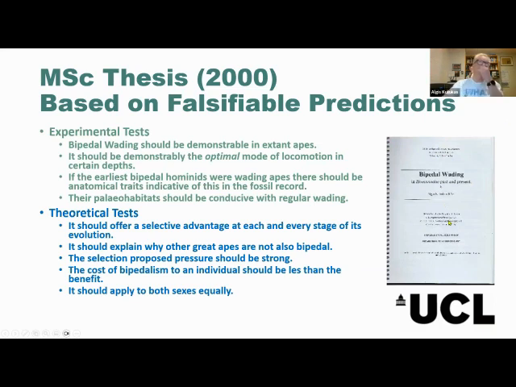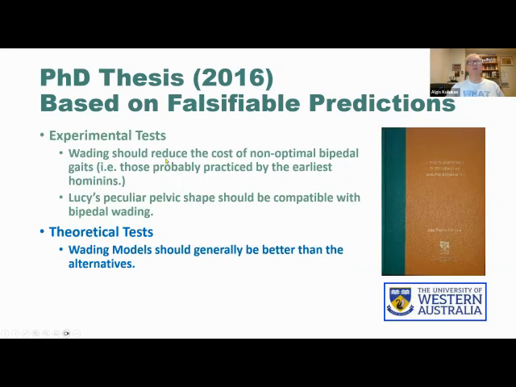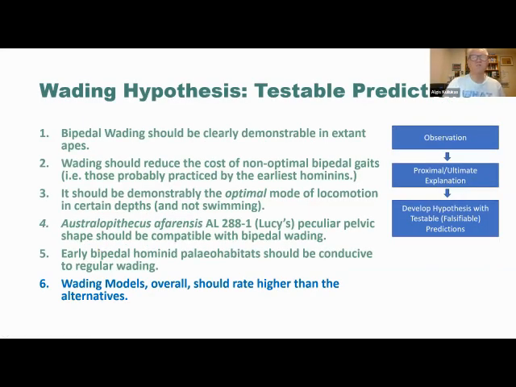Now, for my master's thesis at UCL, I did a set of experimental tests based on falsifiable predictions. And I came up with some theoretical tests, which was really evaluating the wading model in theory. And when I did my PhD at UCL, I did a little bit more of the experimental tests and I put all the theoretical ones together. So this is what I want to look at for most of the rest of this talk: these six predictions that I came up with.